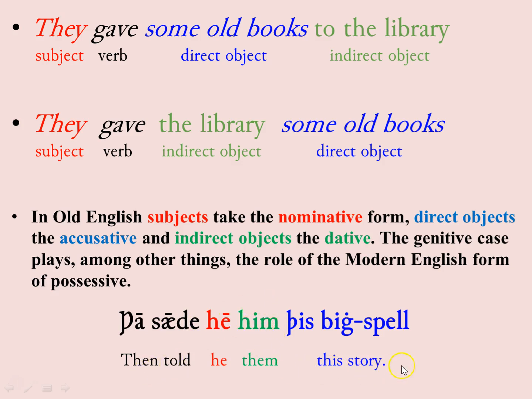So then told he them this story. So he told them this story. If we were to translate to modern English, he told them this story. A literal translation would be then told he them this story. But because of the case of these words, we can convert it to modern English because it makes sense to us. We can see that this is the subject because it's in the nominative. This is the object because it's in the accusative. This is the verb. And this is the dative, which is the indirect object, which is the recipient of all this action, which is, in this case, them.